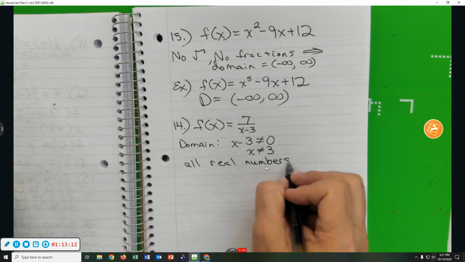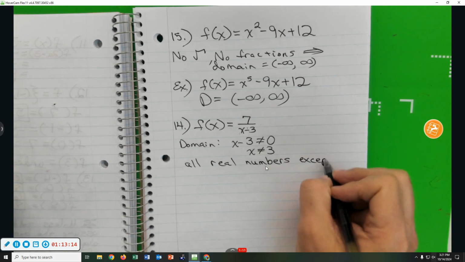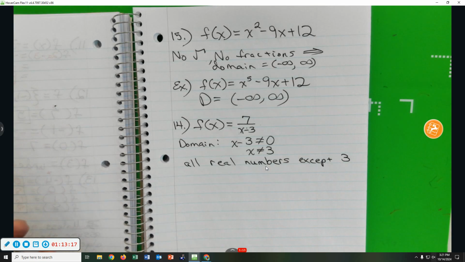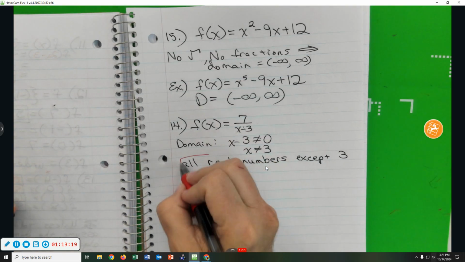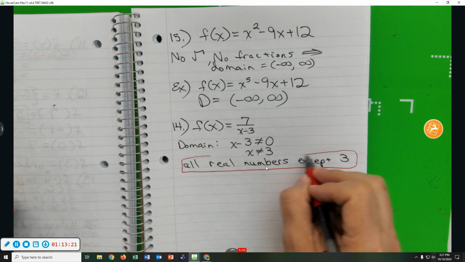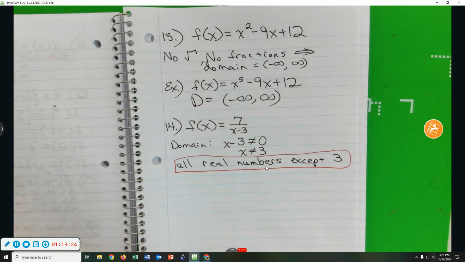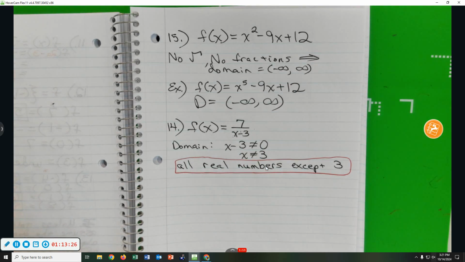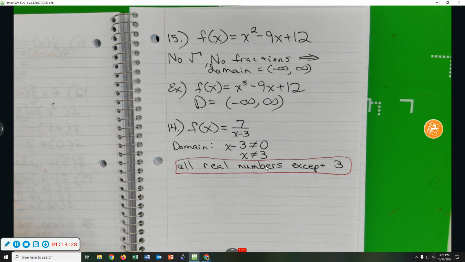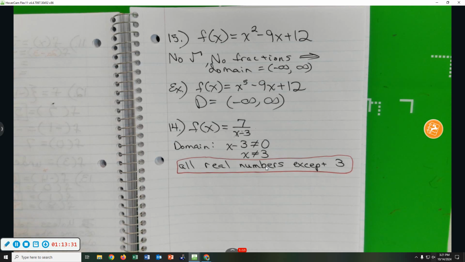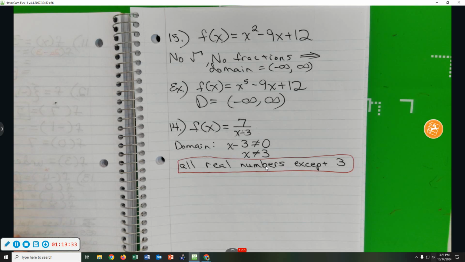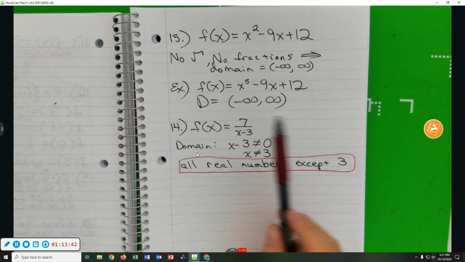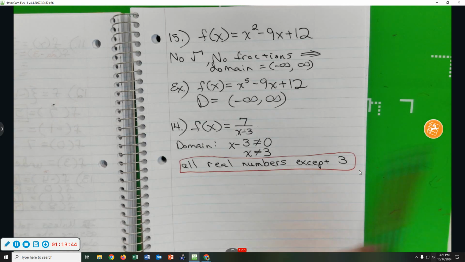Except 3. Back in the olden days, you wrote it in words. I remember a graduate advisor saying, write it in words so that someone that doesn't know math can still read it as long as they can read the English. My sister, who I'm sure has forgotten every bit of algebra she ever learned, could read the phrase all real numbers except 3. But interval notation, I'm sure my sister would have no idea what that is.